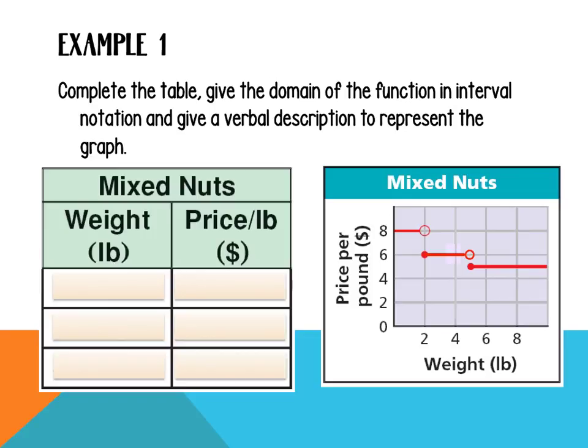Does that make sense? All right, so now we've got to figure out how to write that in terms of numbers. So if this first range is from 0 to 2, then I would write 0 to 2 for my weight. Does it include 0? Yes. Does it include 2? No. There's an open dot here. Does that make sense? So that's a parentheses. And so from this line, what's the price per pound? $8.